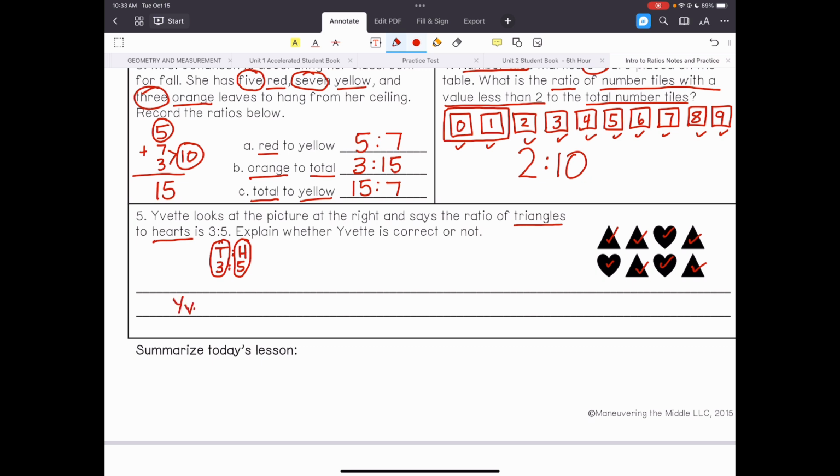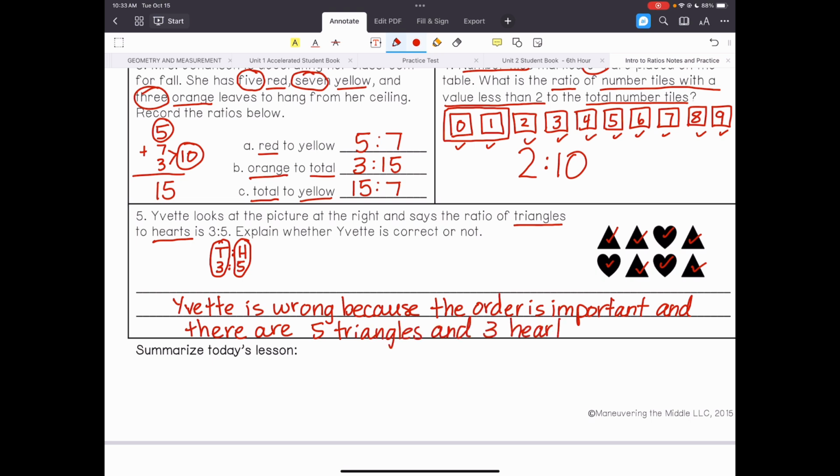Yvette is wrong because the order is important. And there are 5 triangles and 3 hearts. So she flip-flopped the order, which made it an incorrect statement.